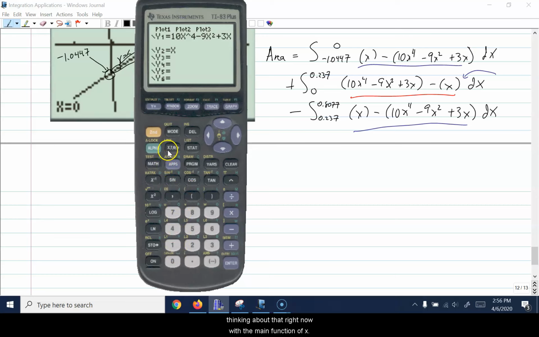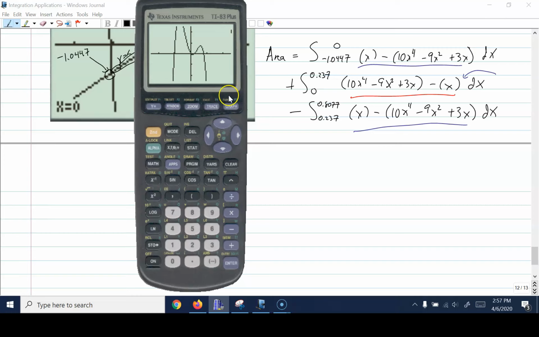What's the main function? It's x minus the other function, wrap it up in parentheses, 10x to the fourth minus 9x squared plus 3x. I need to make a graph. And I need to tell the calculator to calculate the integral from, the first one is from negative 1.0447 to 0. So that first integral is 2.0231.